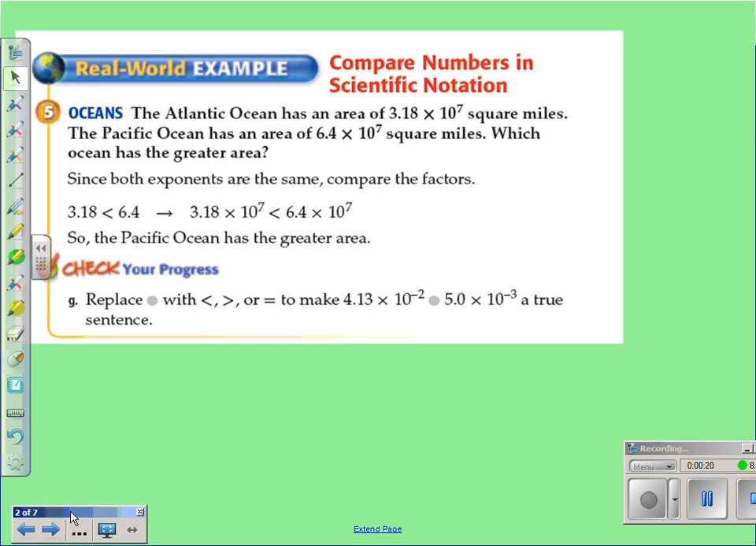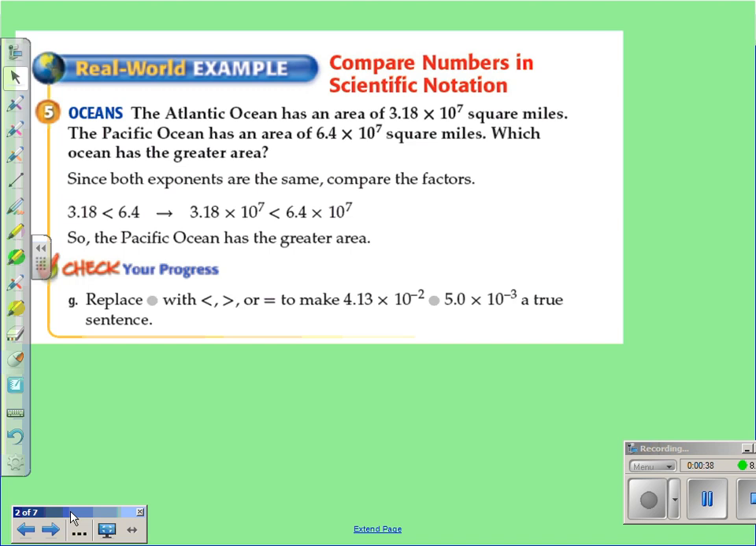We're going to start with comparing two numbers. The Atlantic Ocean has an area of 3.18 times 10 to the 7th square miles. The Pacific Ocean has an area of 6.4 times 10 to the 7th square miles. Which ocean has the greatest area?